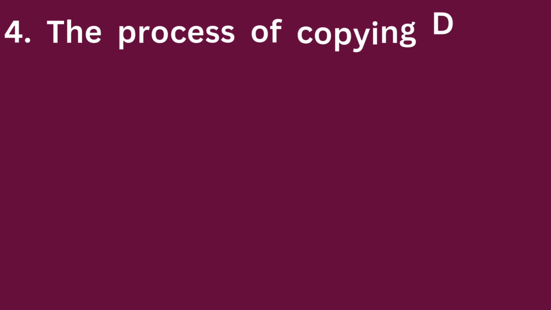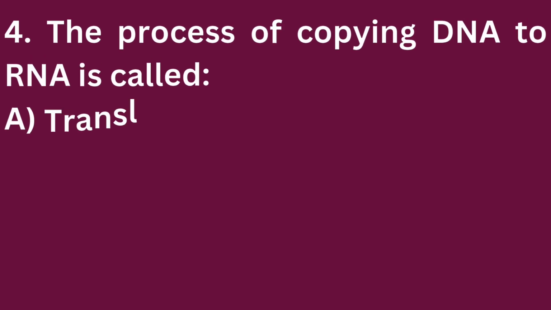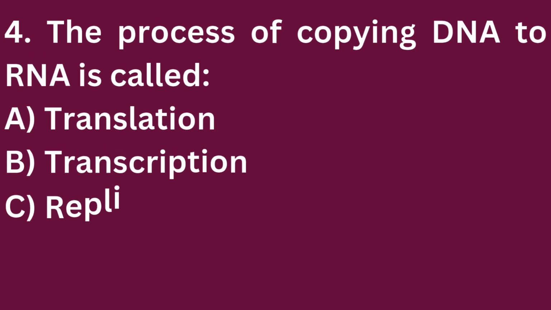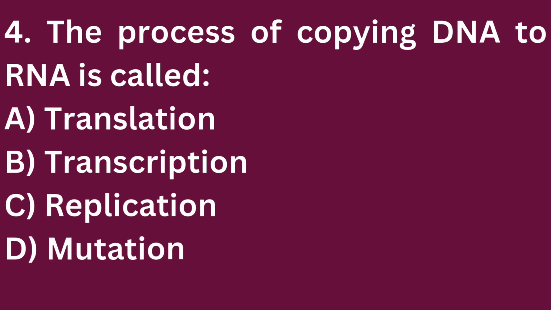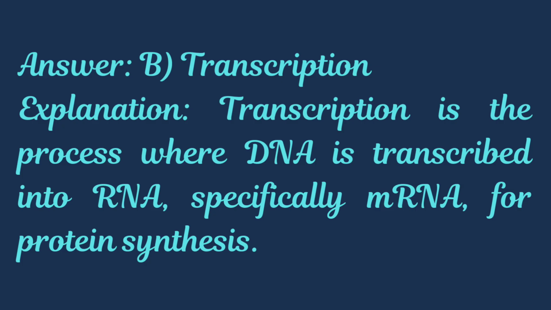4. The process of copying DNA to RNA is called A. Translation, B. Transcription, C. Replication, D. Mutation. Answer B. Transcription. Explanation: Transcription is the process where DNA is transcribed into RNA, specifically mRNA, for protein synthesis.